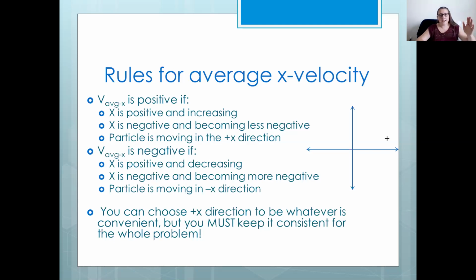If x is negative and becoming less negative, so it's moving towards 0 on our axes, then we have a positive velocity. So anytime the particle is moving in the positive x direction, we end up with a positive x velocity. On the flip side, our average velocity is negative if our position is positive and decreasing, or if our position is negative and becoming more negative. Anytime it's moving in the negative x direction, we're going to end up with a negative x velocity.